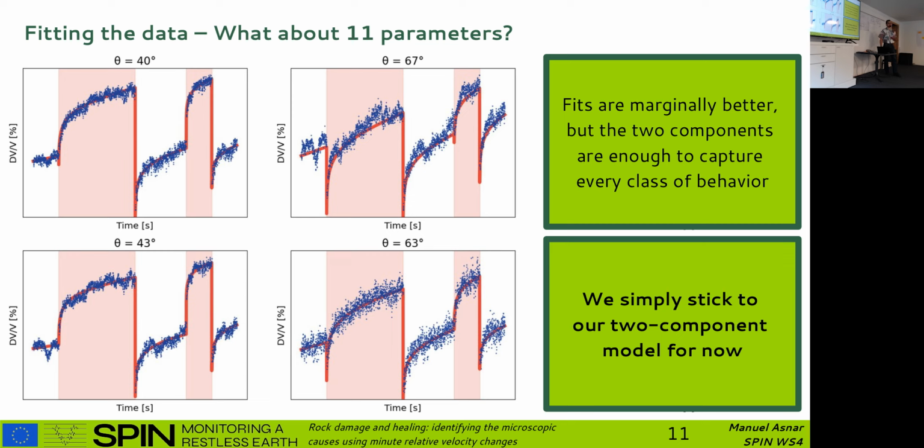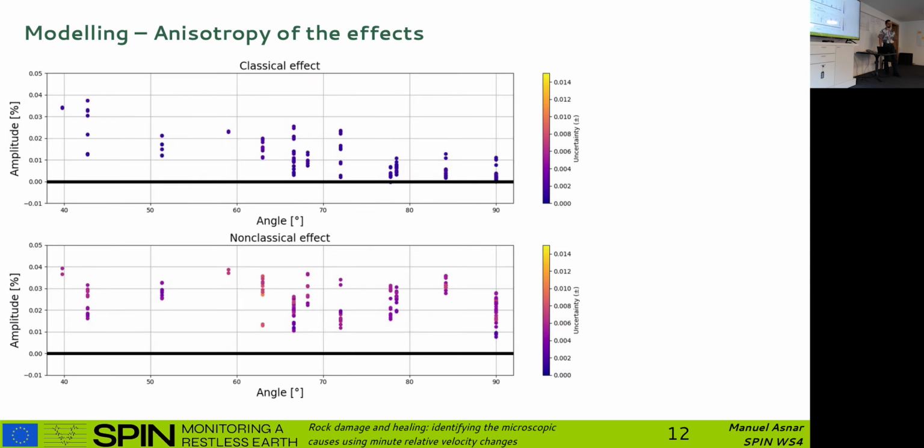So now that we have that, for each single dV over V measurement, we have one value of beta and one value of delta, each of which can be related to a single value of theta, the angle with the loading axis. And if we plot those, then it looks something like this. Granted, this is a little bit hard to read, but on top you have the classical effect as a function of angle, and at the bottom, the non-classical effect as a function of angle. So reminder, the classical effect looks like this, the non-classical effect looks like this.